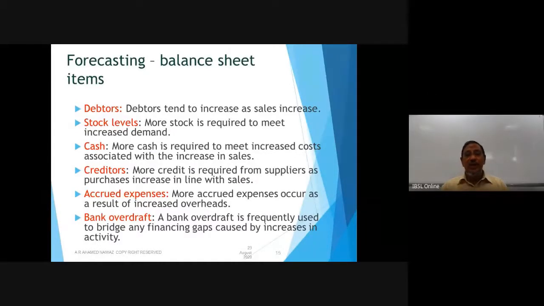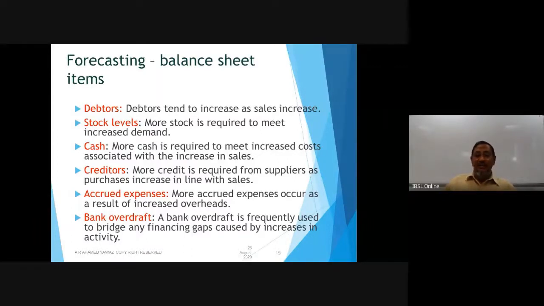More cash is required to meet the increased cost associated with the increase of sales. This is what we discussed earlier, semi-variable cost. When the sales increase, some of the cost also moves upward. The creditors: more credit is required from the suppliers, and purchasing is in line with sales. If the sales are increasing, purchases have to increase. If there are credit purchases, creditors also increase. Then accrued expenses. More accrued expenses occur as a result of increased overheads. If the customer is not settling the expenses immediately on a cash basis, then the accrued expenses will increase.